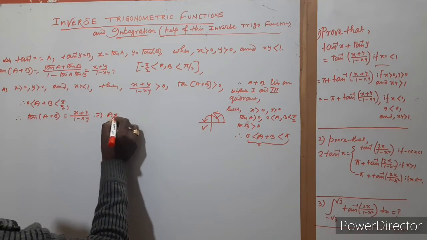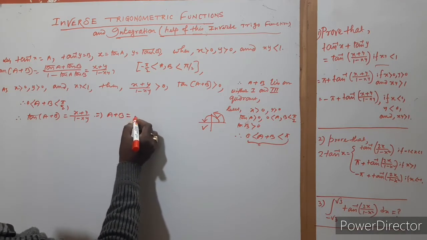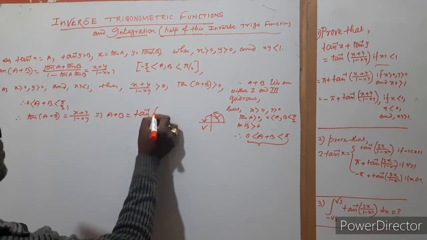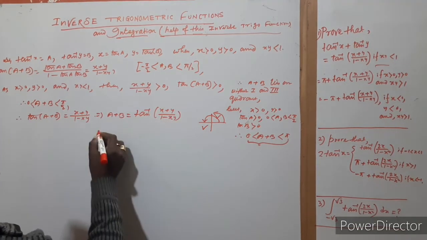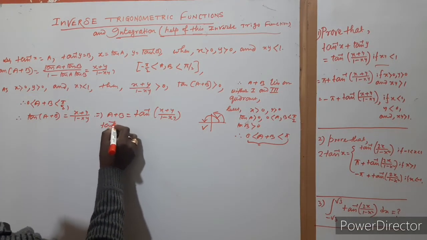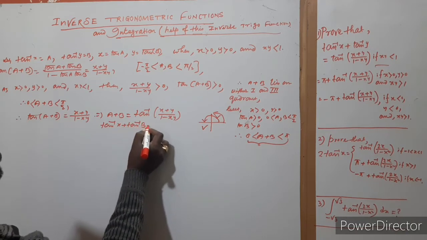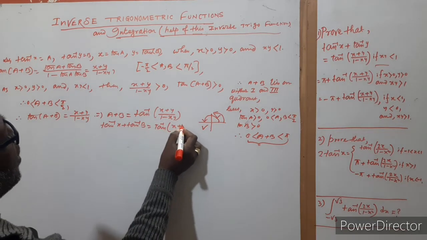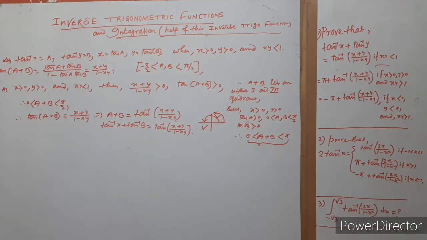Therefore a plus b is equal to tan inverse of x plus y by 1 minus xy, and this is here: tan inverse x plus tan inverse y is equal to tan inverse of x plus y by 1 minus xy. Okay, see the solution carefully.